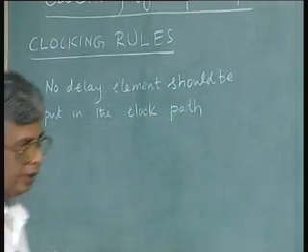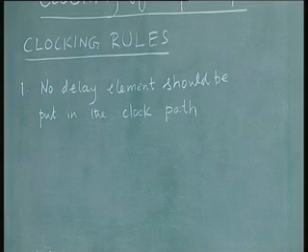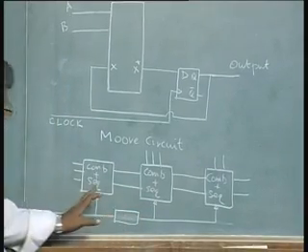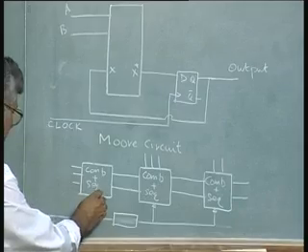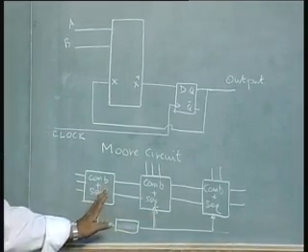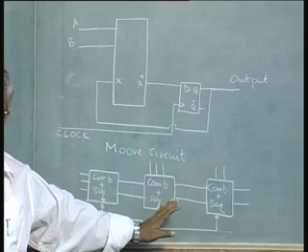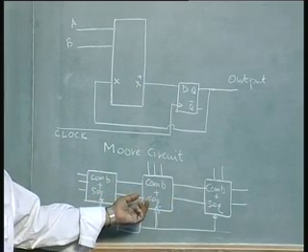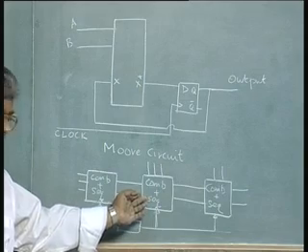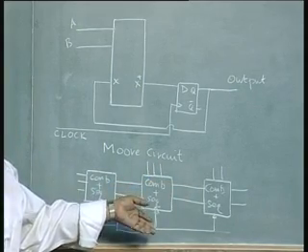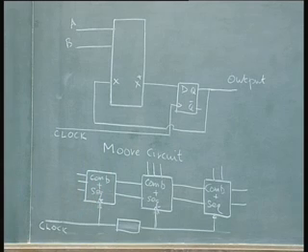That means if I had a delay here, the instant at which this transition occurs is not the same as the instant at which this transition occurs. That means this output is delivered here, but this input has not been transferred. That means there is going to be a contention here. So this is a very simple statement.